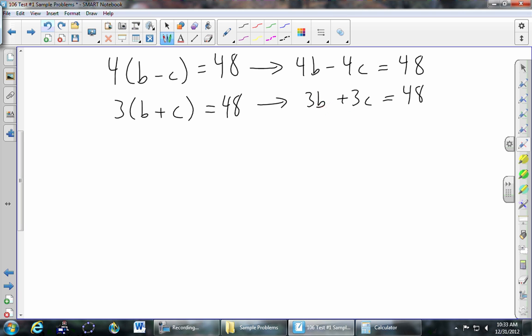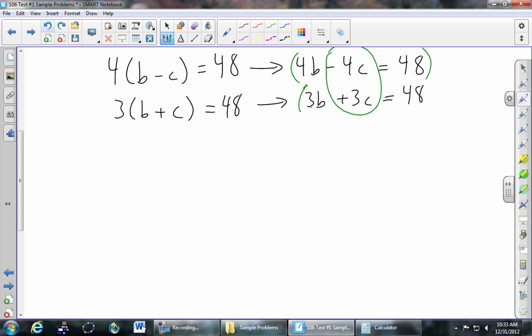If we do the elimination method, well, we're going to have to multiply both equations by something. So we're going to try that. I'm not saying it's easy, but let's see if we can't get rid of the c's. I want these guys right here to cancel out. So currently I have negative 4c and positive 3c. I'm going to turn the top one into a negative 12 and the bottom one into a positive 12.